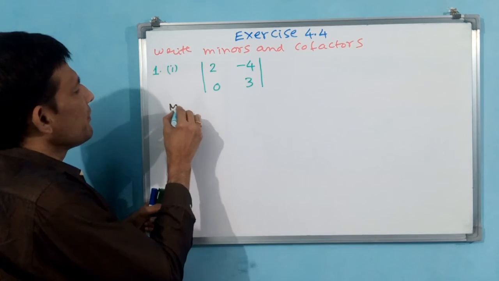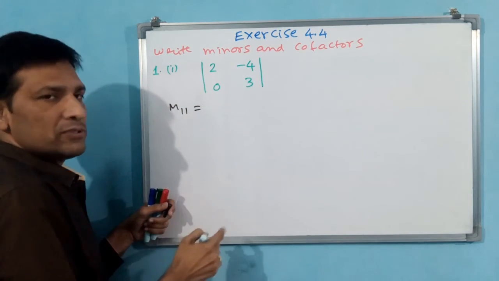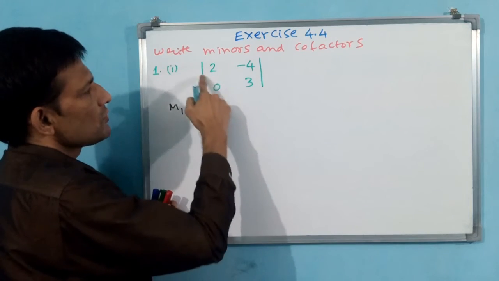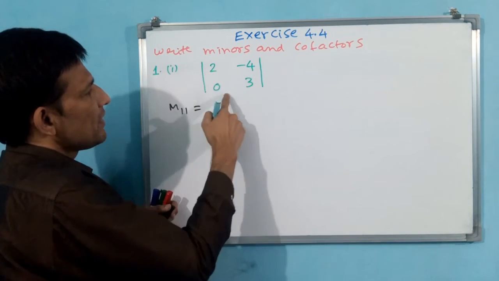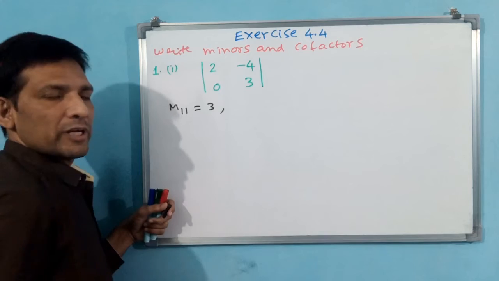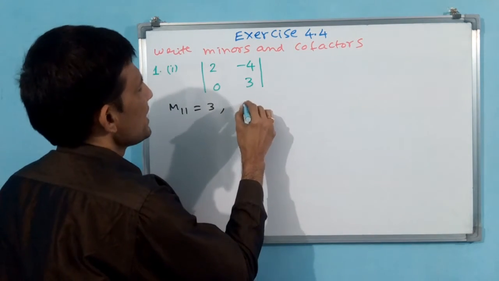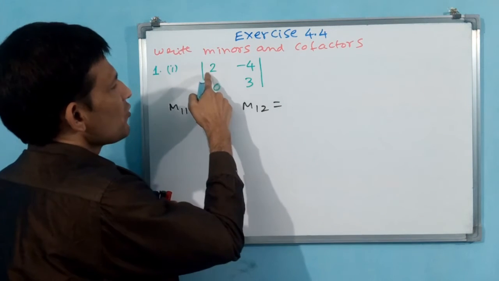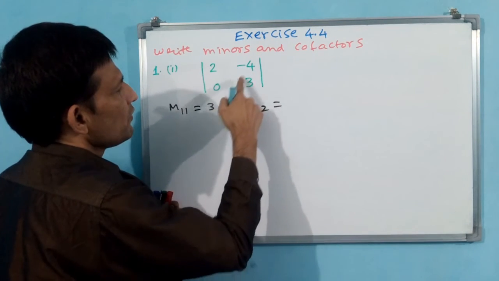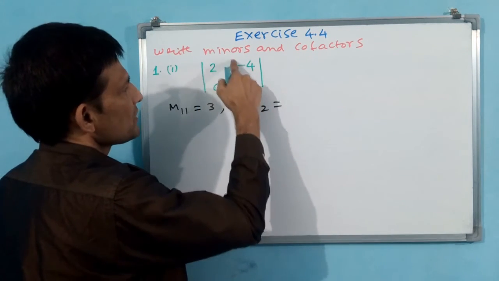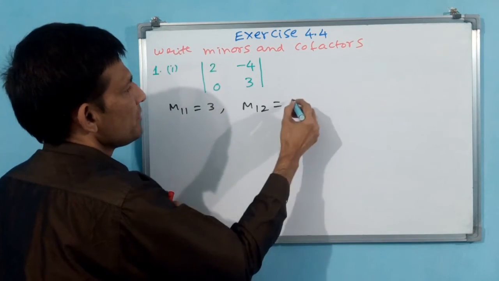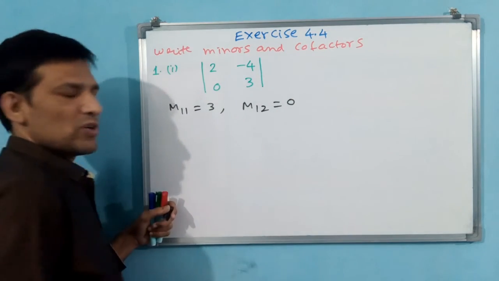We know M11 is equal to... see, M11, if you close this row-wise and column-wise, then 3. Directly I am writing, you need not do any calculation. Then M12. M12 means first row, second column if you close, automatically 0 will be there. M12 will be 0.